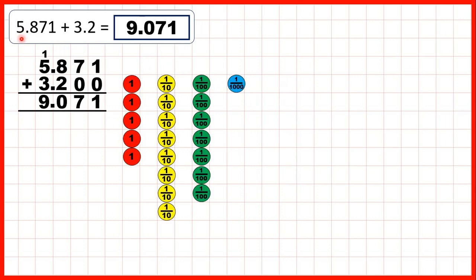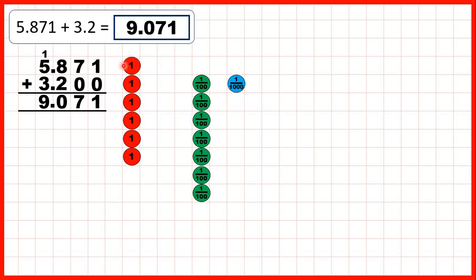55.176. Finally, we started with 5.871, so that's 5 ones, 8 tenths, 7 hundredths, and 1 thousandth. We weren't adding any thousandths or any hundredths, so the 1 thousandth and 7 hundredths stayed the same in our answer.